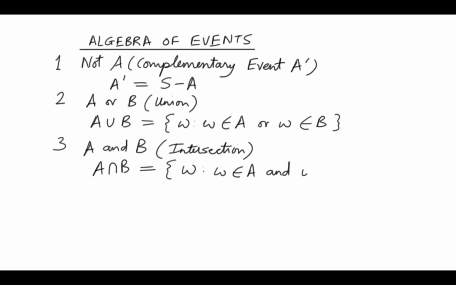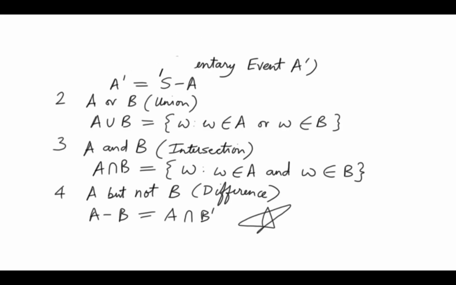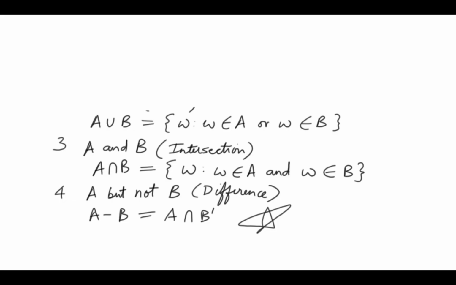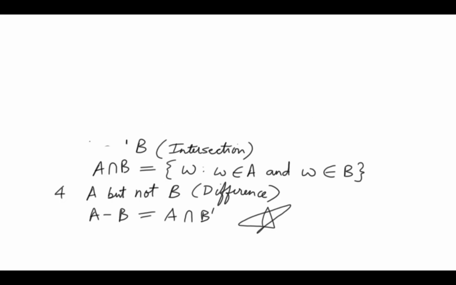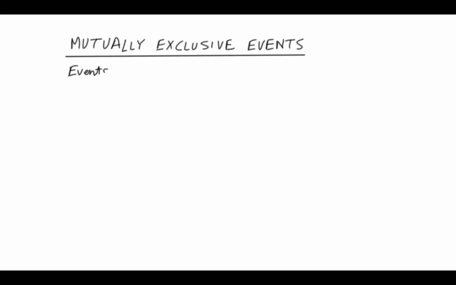Second, A or B represents the union, written as A union B. This event occurs if A happens, if B happens, or if both happen together. Third, A and B represents the intersection, written as A intersection B. This event occurs only if both A and B happen simultaneously. And A minus B is the set difference, which translates to A intersection B complement.